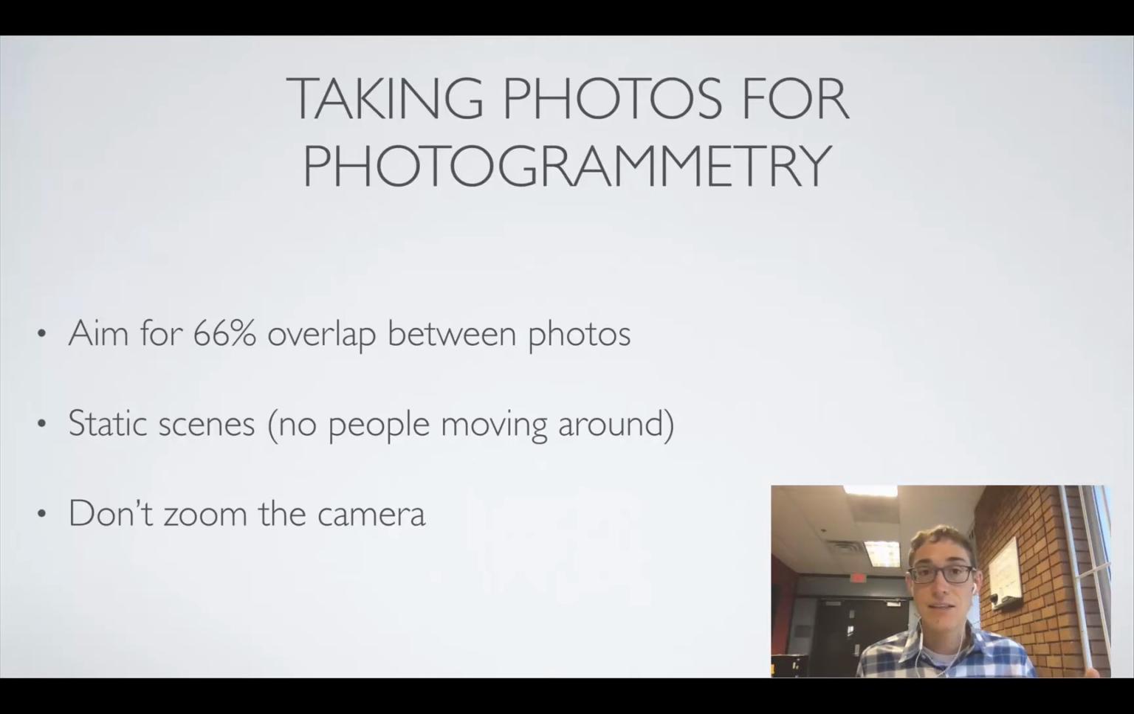You need static scenes. If people are walking through the scene or things are moving around, the software can't figure out how things should match up. This is not a great technology for things like trees swaying in the breeze or animals that are moving around as you're trying to capture them. And you don't want to adjust the camera, so don't zoom the camera, don't make big settings adjustments, because that makes it harder for the software to figure out what's going on. The software in large part relies on figuring out the optics of the lens system on the camera in order to do this cool 3D stuff.